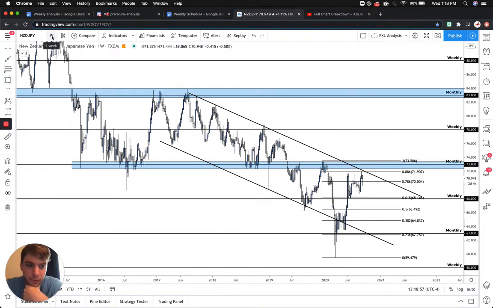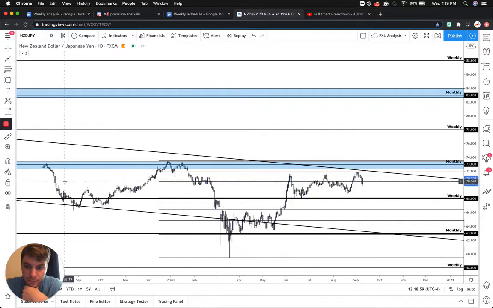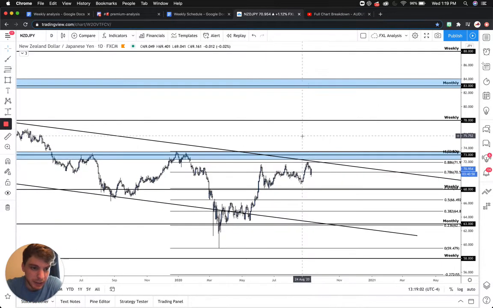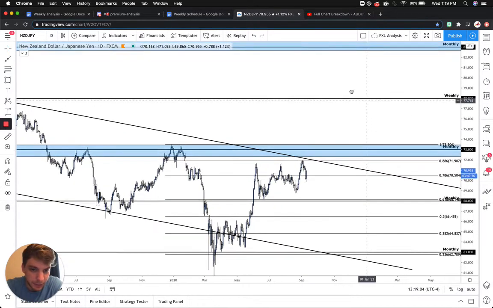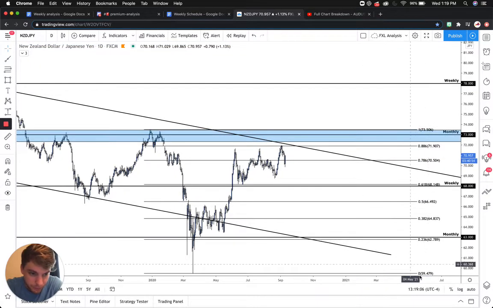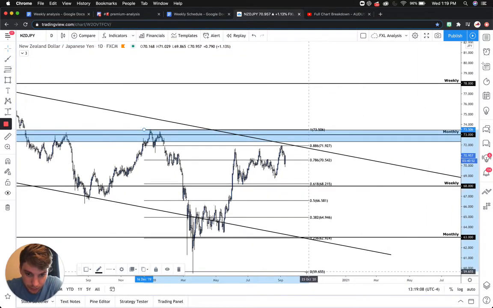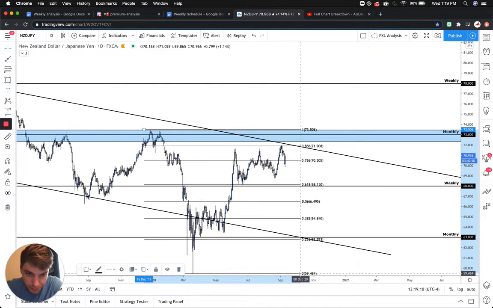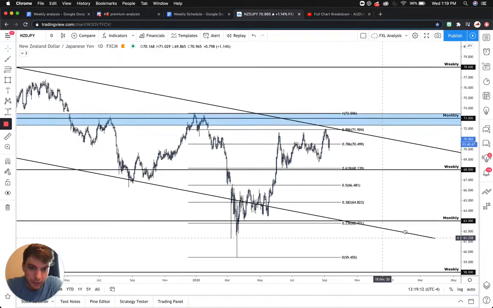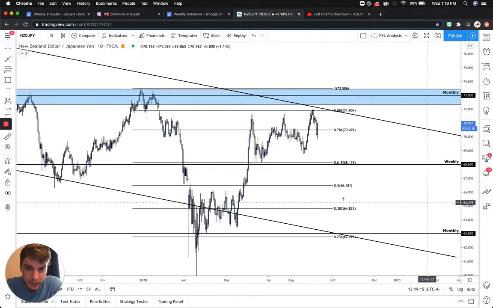So let's zoom in a little bit more. Go to the daily time frame. Okay, let's expand this, kind of clean it up, bring in these fibs a little bit. Where's our 0%? Okay, let's bring this over. Okay. All right, let's zoom in a little more, expand this.